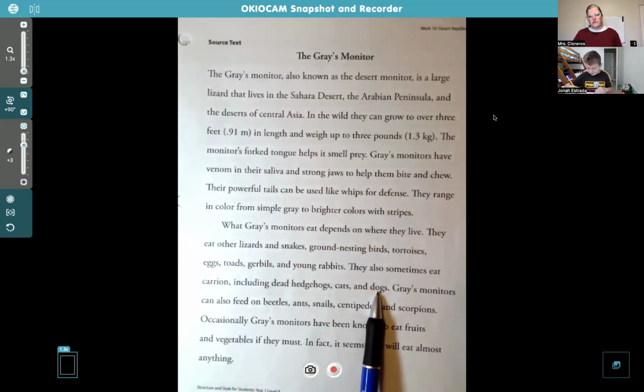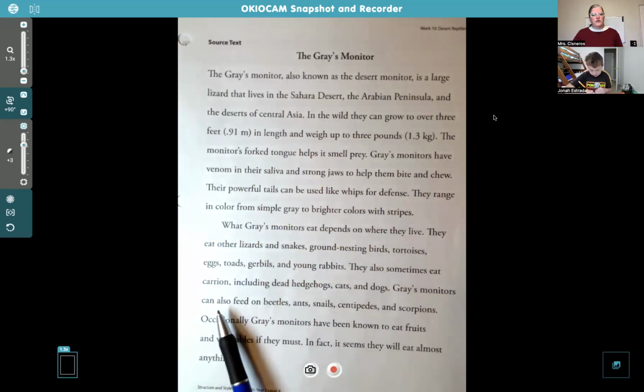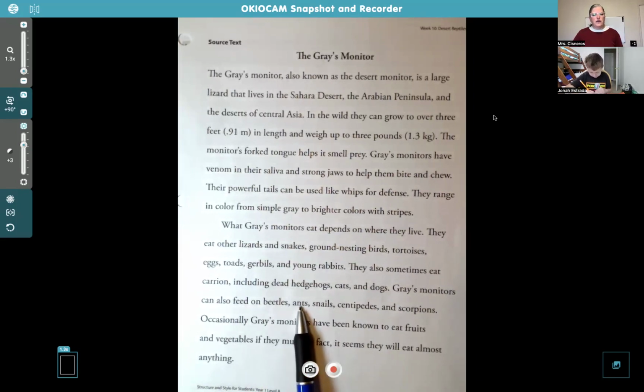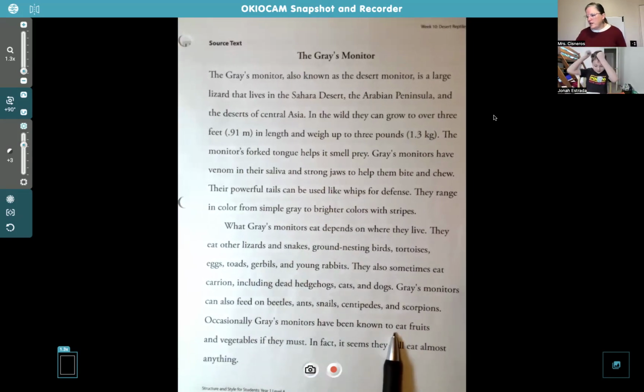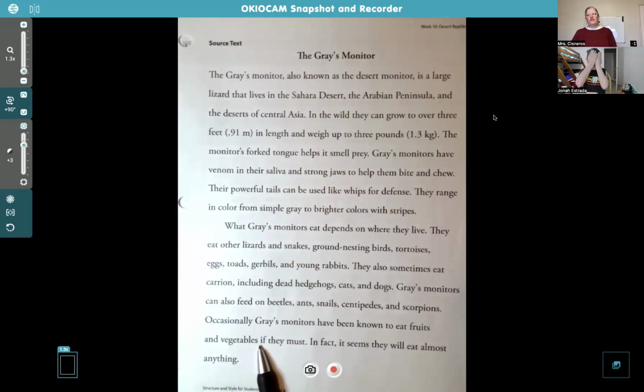Gray's monitors can also feed on beetles, ants, snails, centipedes, and scorpions. Occasionally, Gray's monitors have been known to eat fruits and vegetables. Uh-oh. I already have five already. This story's too good. It's okay if you get more than six, okay? And then we'll figure out which one to drop off later. This is so hard. Fruits and vegetables, if they must. I know there's more on the back too. In fact, it seems they will eat almost anything.